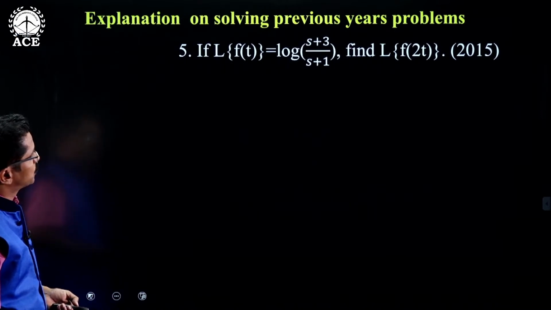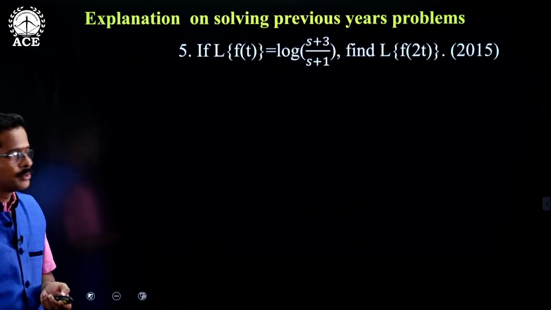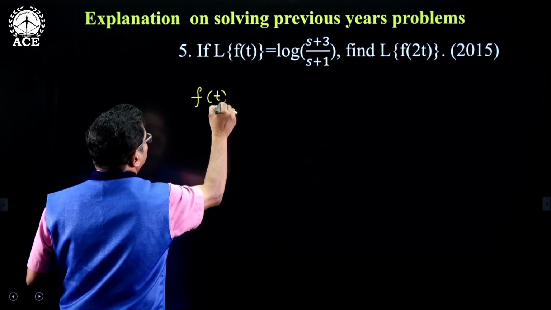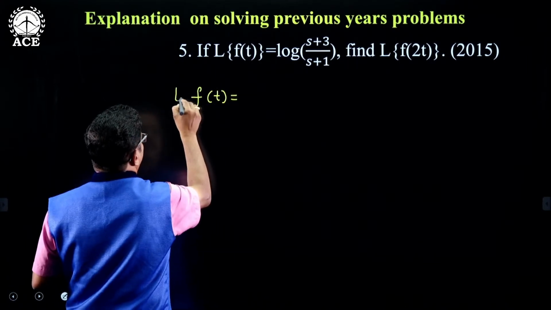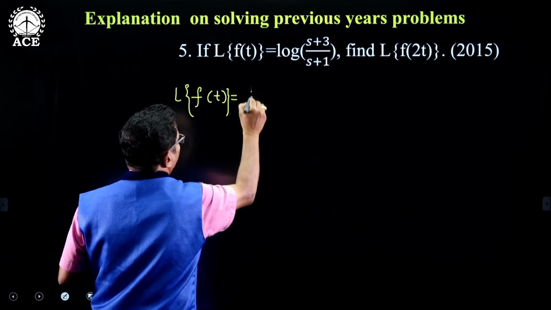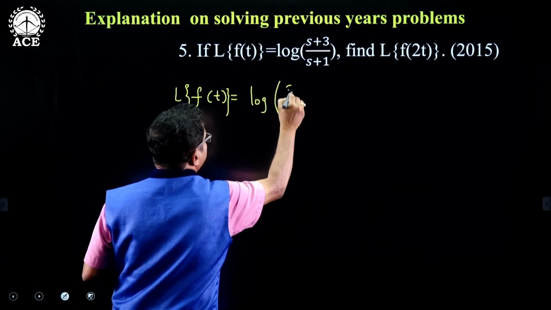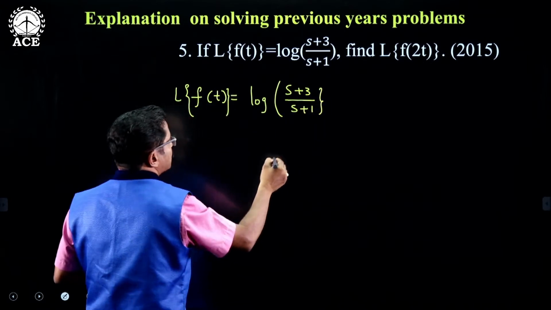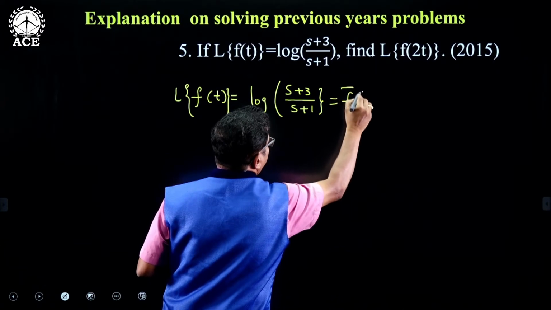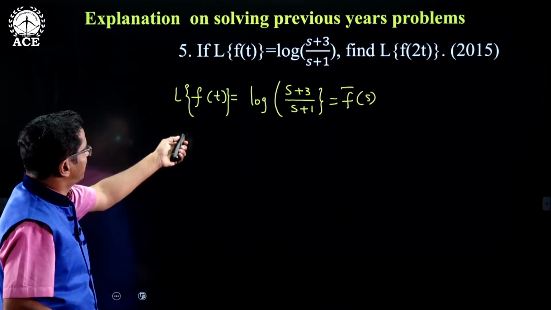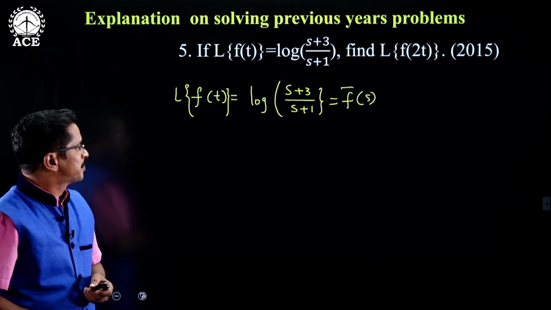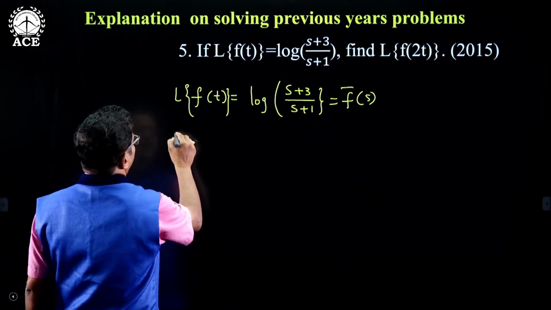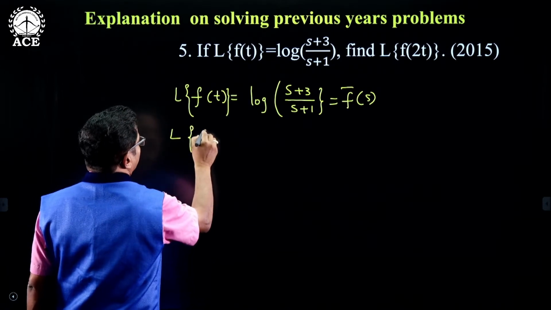So see this problem using the linearity property, I mean the change of scale property, how we do it. Here L of f of t equals log of s plus 3 by s plus 1, which is a bar of s only. Now I am going to find L of f of 2t.